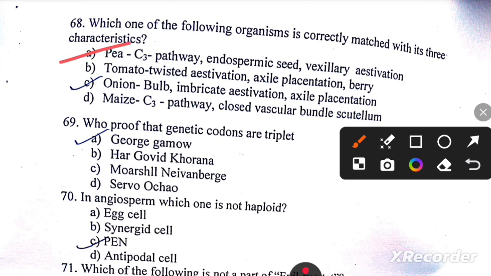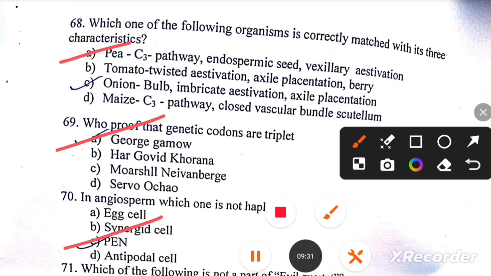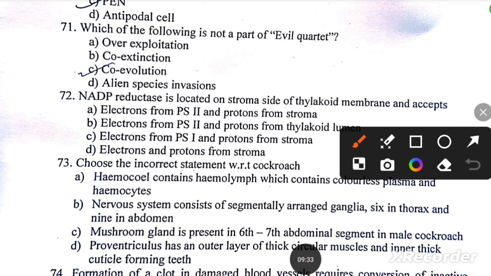C3 pathway. Who proved that genetic codons are triplet? Correct आंसर है आपका A, George. In angiosperm, which one is not haploid? Pen. Question number 71. Which one of the following is not a part of Abel quartet? Then 71 का आपका हो गया coevolution.